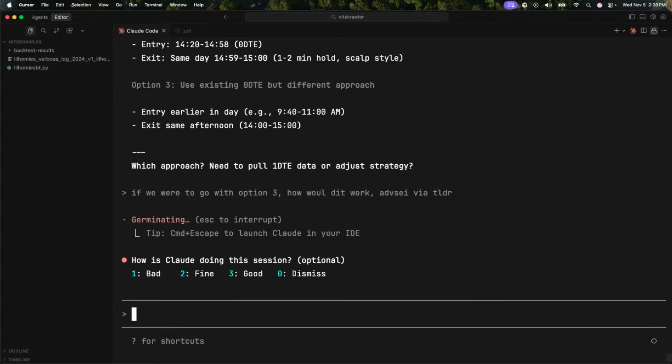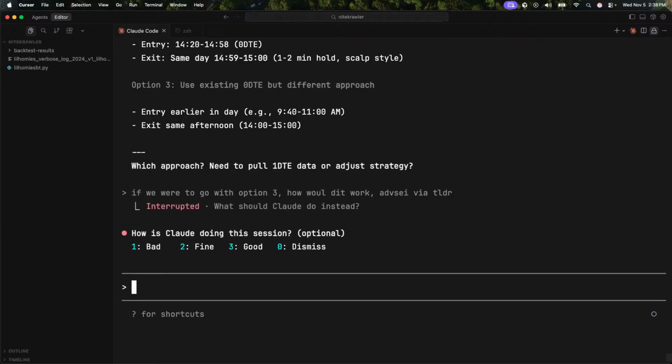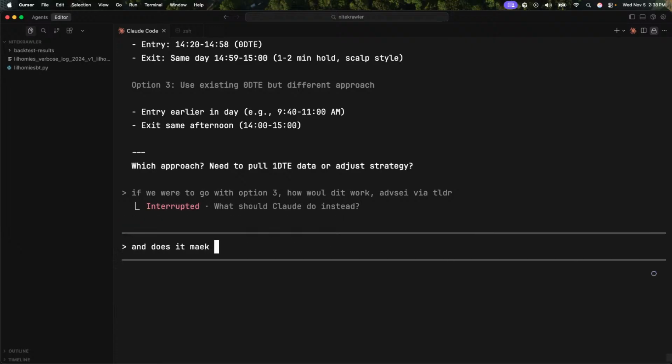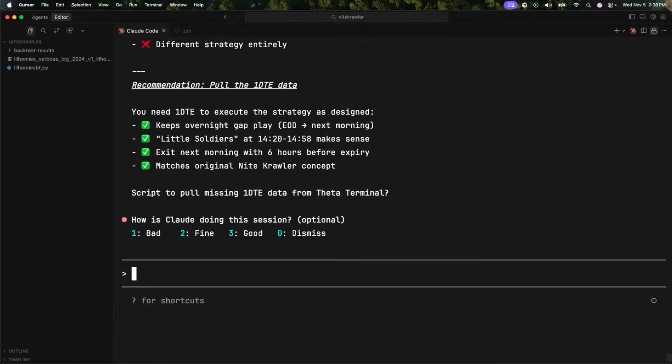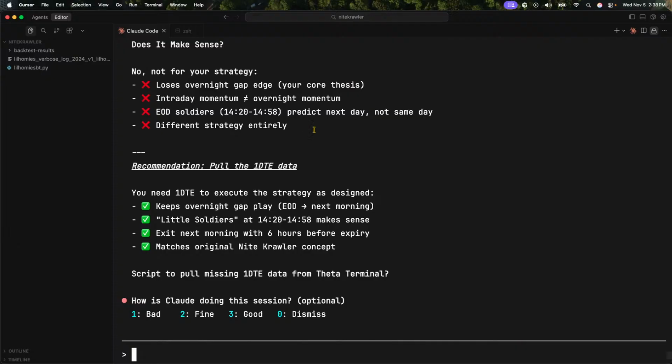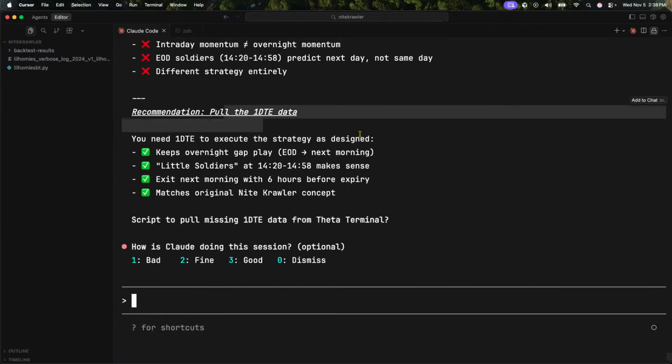Advise via TLDR. No, because that is like, bruh. Does it make sense? Should we just pull the data we need? I think we should just pull the data we need, and I'll come back with this tomorrow. I'm not going to hold y'all. Or maybe I just come back on tonight. Pull the data, I told you, bro, because this could work, man.